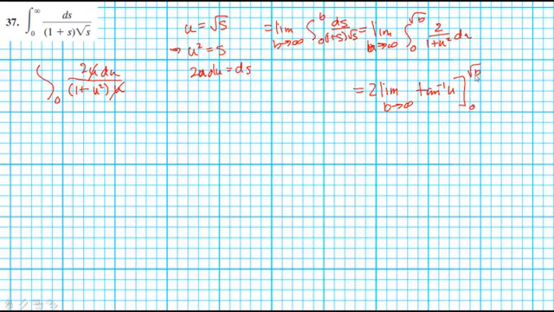as evaluated from 0 to the square root of b, or 2 times the limit as b approaches infinity of the inverse tangent of the square root of b minus the inverse tangent of 0. This is 2 times the inverse tangent as the square root of b approaches infinity. That approaches pi over 2, and the inverse tangent of 0 is 0. And so we end up getting that this is a convergent integral, and it converges to pi.